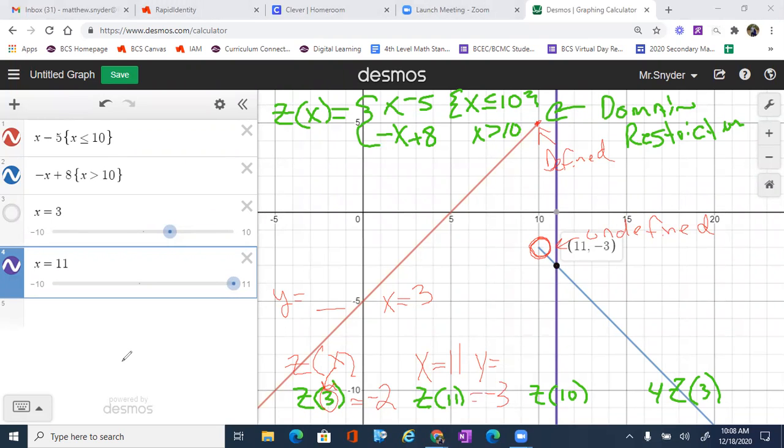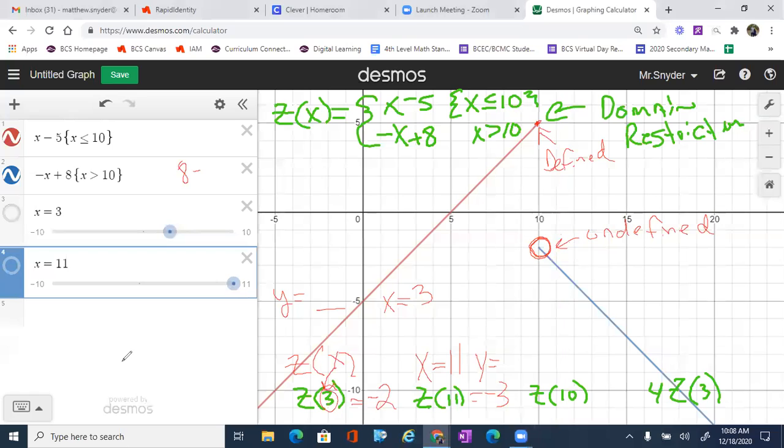Well, why is it on the blue graph? Well, if I type in 11 over the x values, 11 is not less than 10, but 11 is greater than 10. So that tells us to use this equation. So -11 plus 8, which is going to be -3.